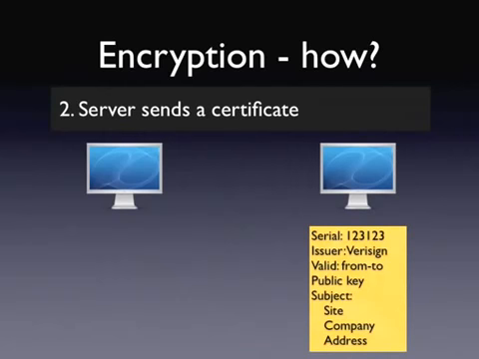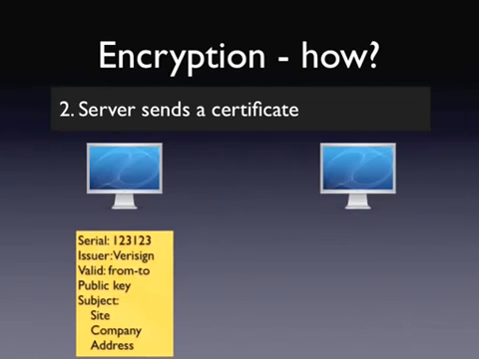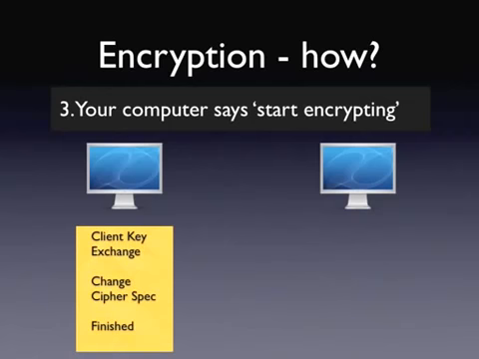Now the next stage, the server sends a certificate to the client. Now the certificate contains information about who the server belongs to, how long the certificate is valid for, various serial numbers, and more importantly the public key. Now for more information about public key encryption, like I said, go to Wikipedia, they've got a great bit of information about that. So the server sends a certificate to the client.